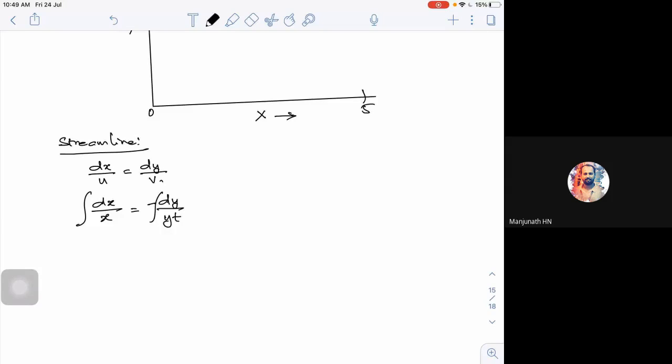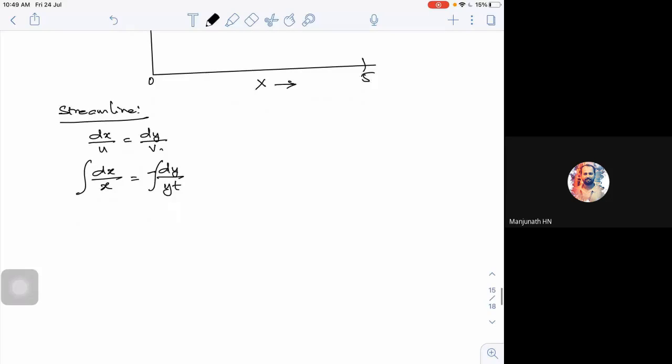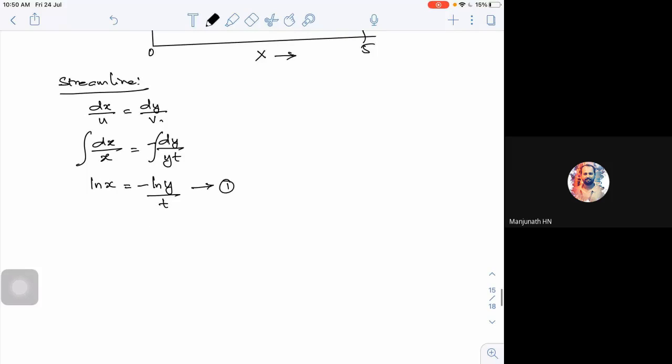What will be the integration of 1 upon x? This will be ln of x. Here t is a constant, so I'm going to get minus ln of y by t. So this is my equation. If I want to get some kind of an equation for this, this will be plus some constant, that is c.